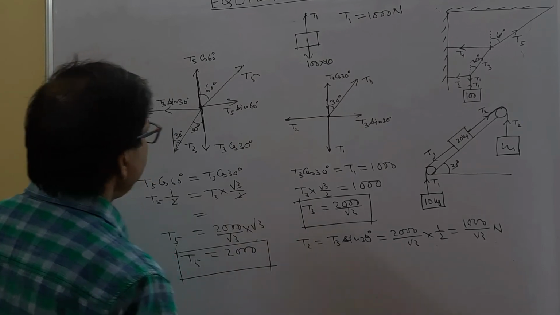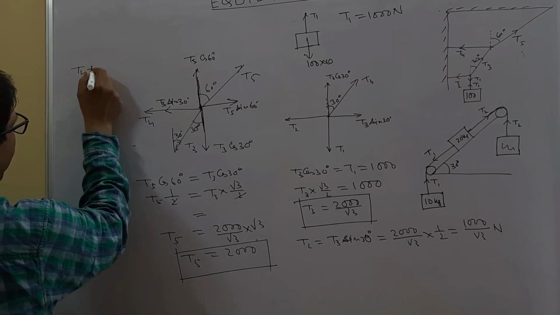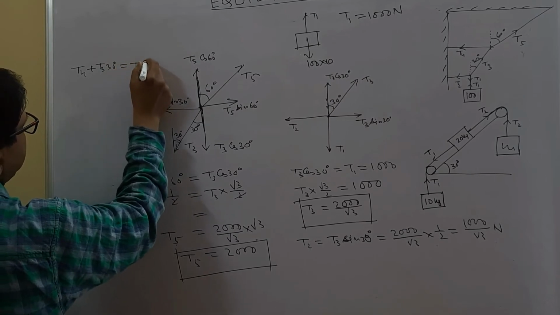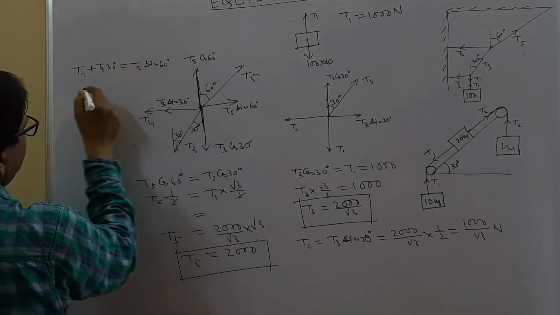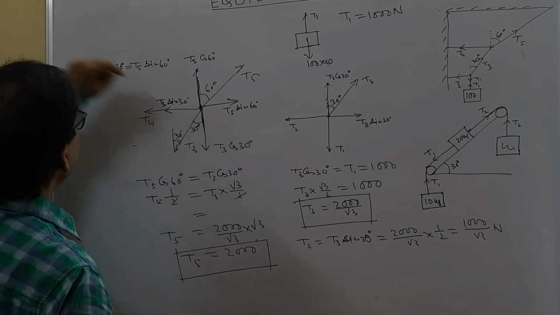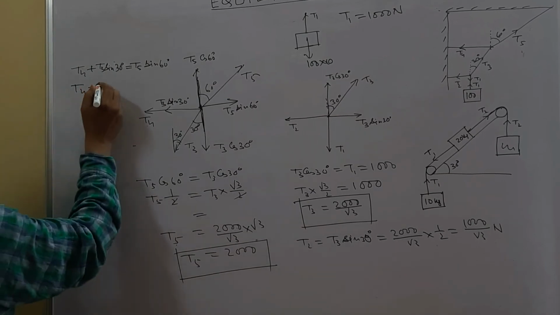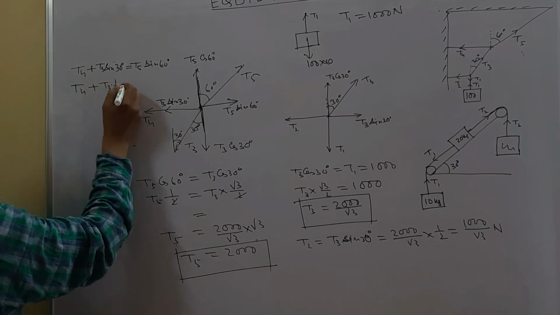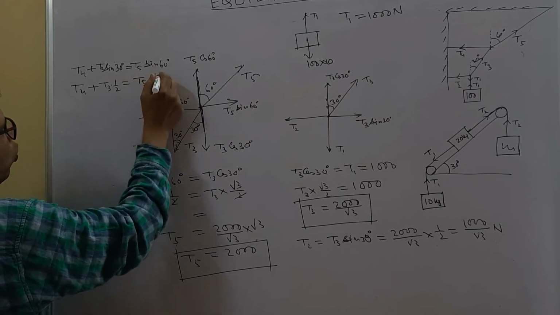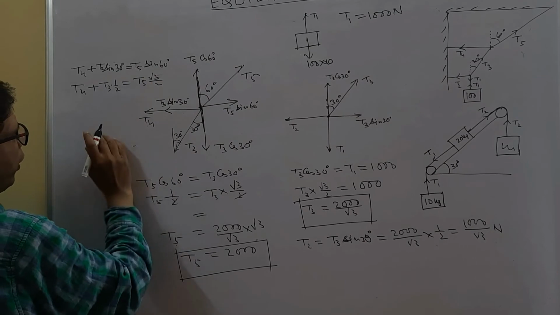Now look at this, the forces acting on T4 and T3 sin 30 degrees in this direction, and T5 sin 60 degrees in this direction. From this condition, T4 plus T3 sin 30 degrees equals T5 sin 60 degrees. So T4 plus T3 into half equals T5 into root 3 by 2. Now put the values.